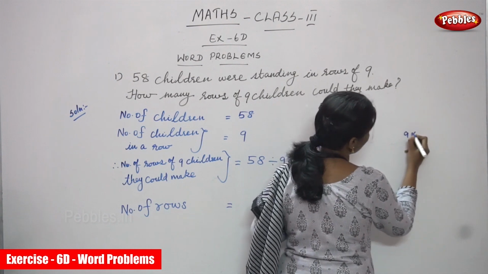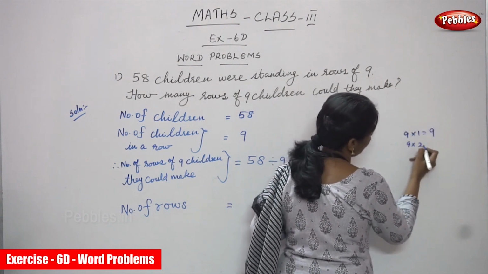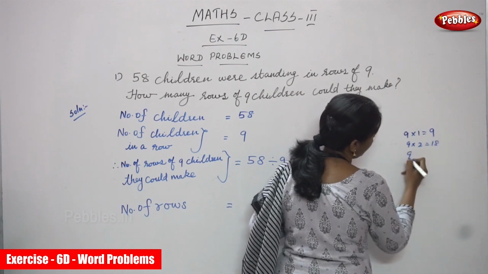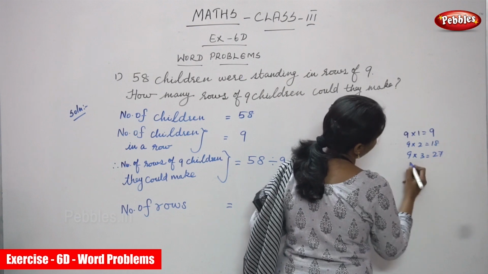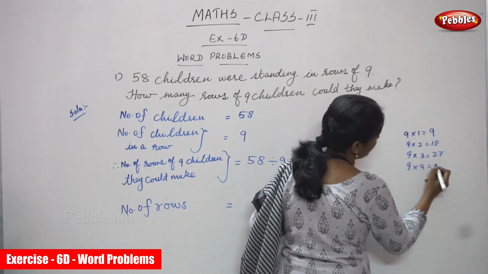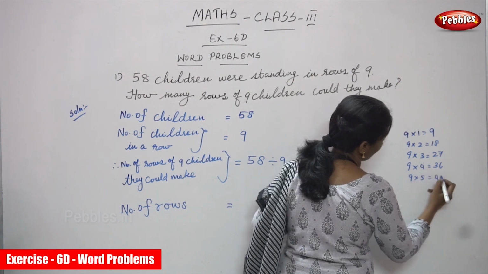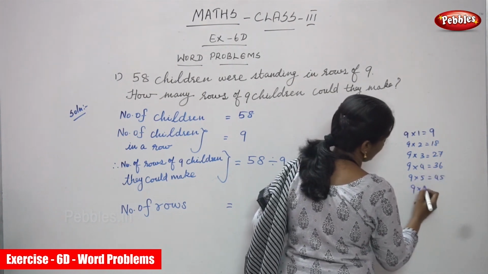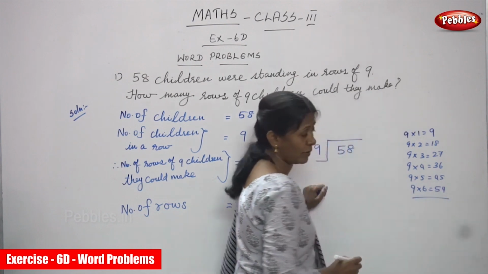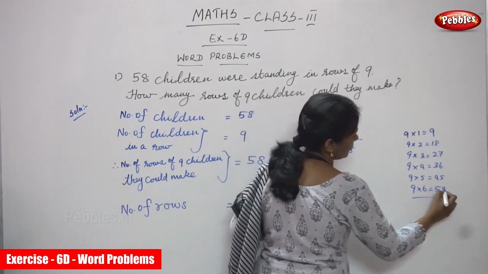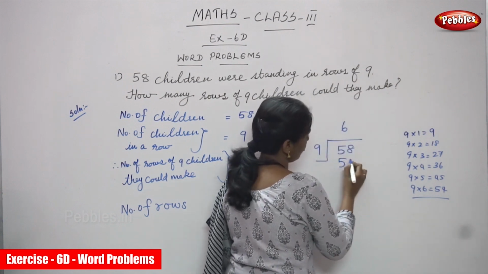9 ones are 9, 9 twos are 18, 9 threes are 27, 9 fours are 36, 9 fives are 45. Then 9 sixes are what? 54. You must stop. Up to this you have to write 54. So 9 sixes are 54.